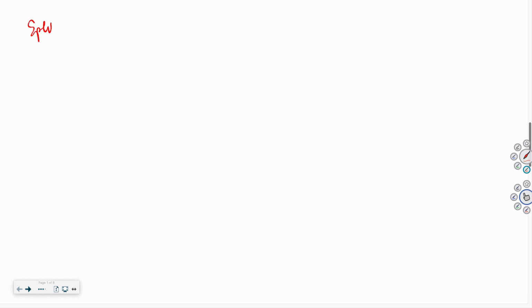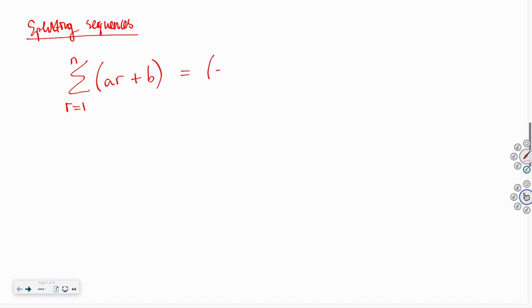Now let's have a look at splitting sequences up. So let's say we had the summation of (Ar plus B), where we're starting at 1 and going to n. What we're doing is we're putting r as 1 in, r as 2, r as 3. So let's form a little bit of the sequence. We're going to put r as 1 in to give us A plus B, then r as 2 in to give us 2A plus B, and so on, giving us 3A plus B, all the way up to nA plus B.